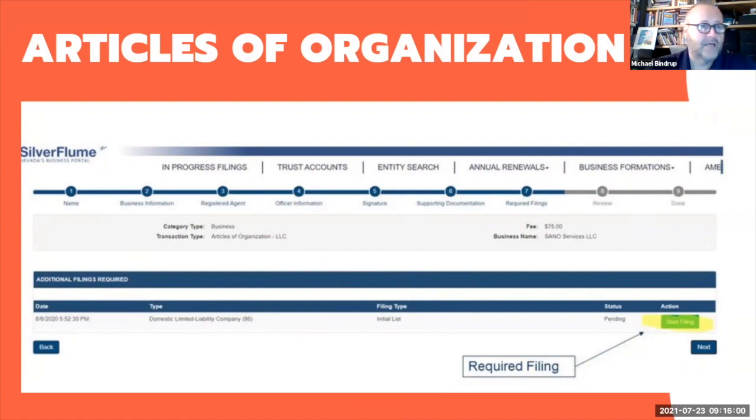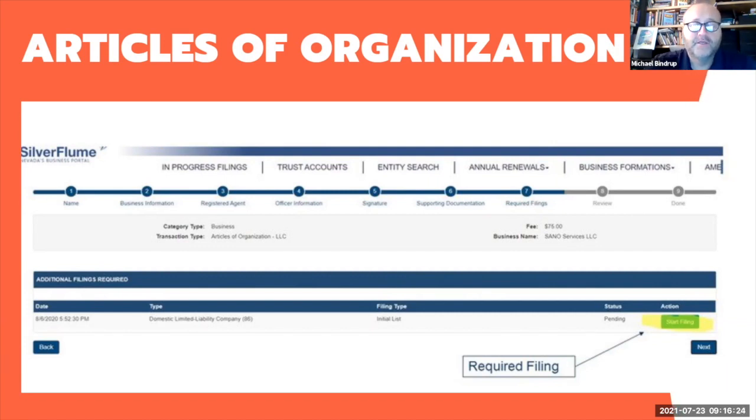The state does not care about percentage of ownership. They don't care how you're splitting the money. They don't care anything about the money. They only care about people. So who is involved in this organization? They don't care if somebody owns 4% of the company, 12%, 22%, or 100%. All they care about is who is actually present.